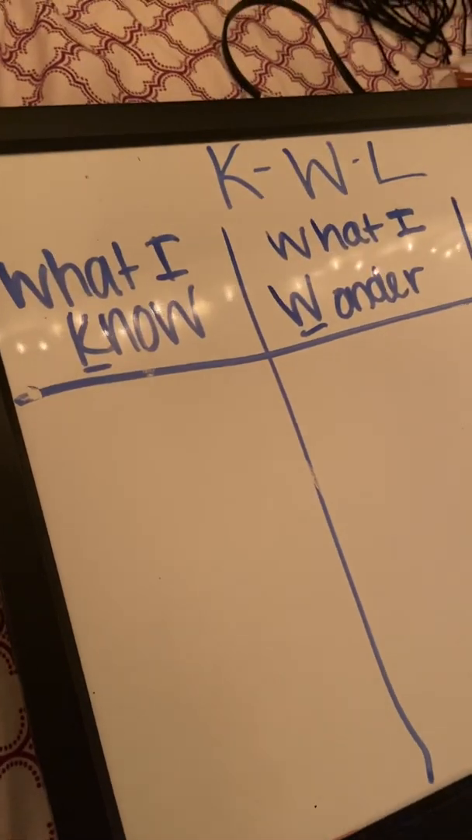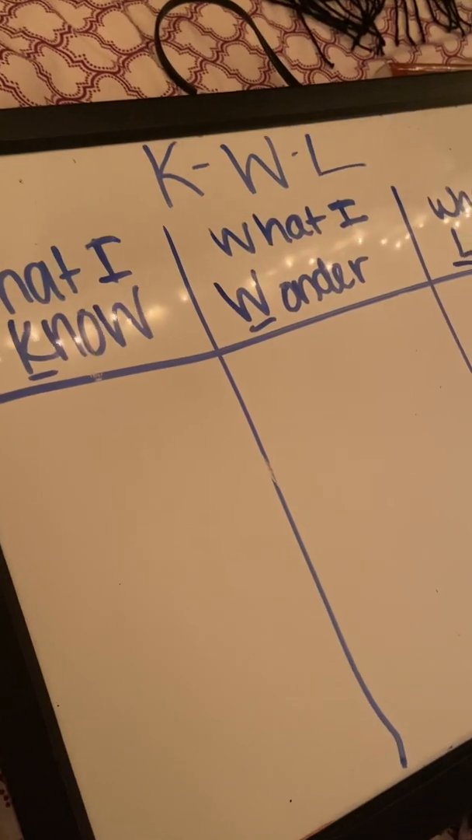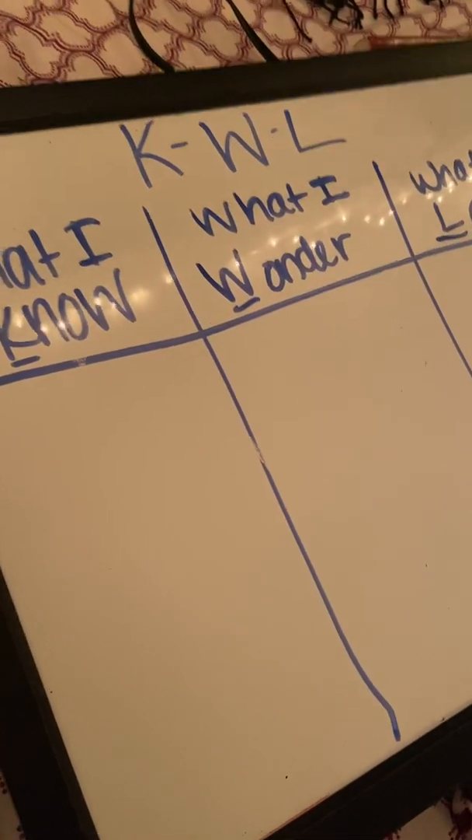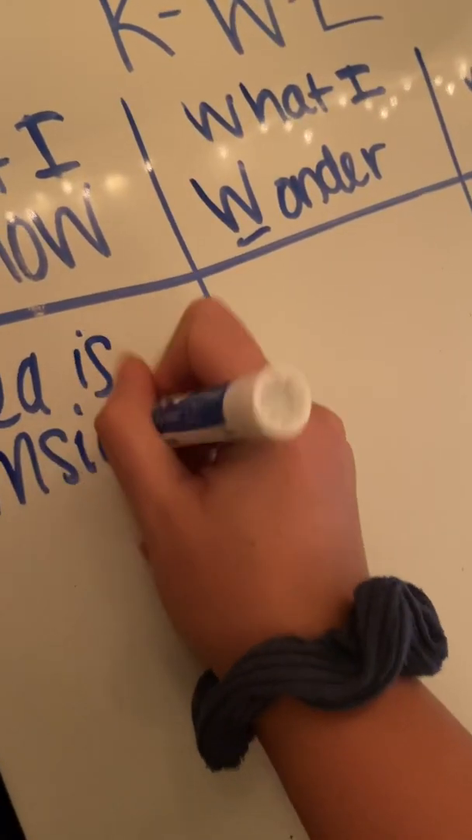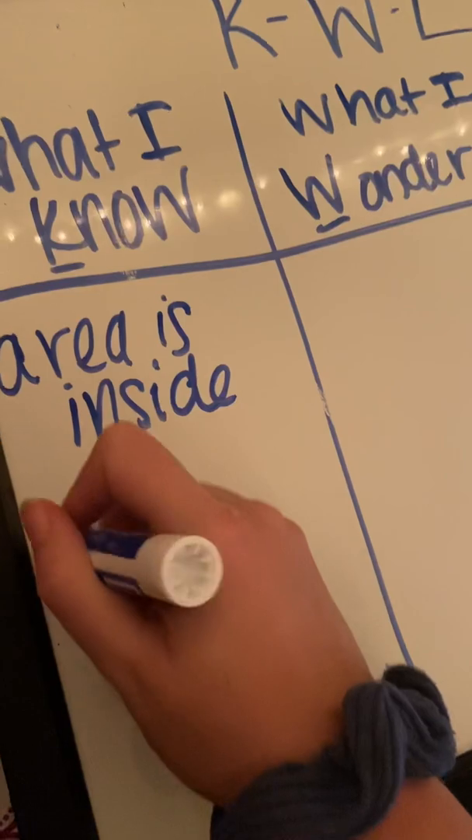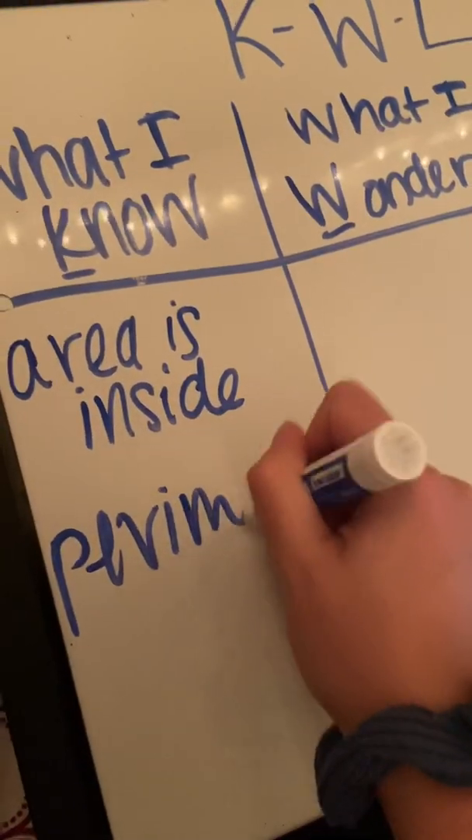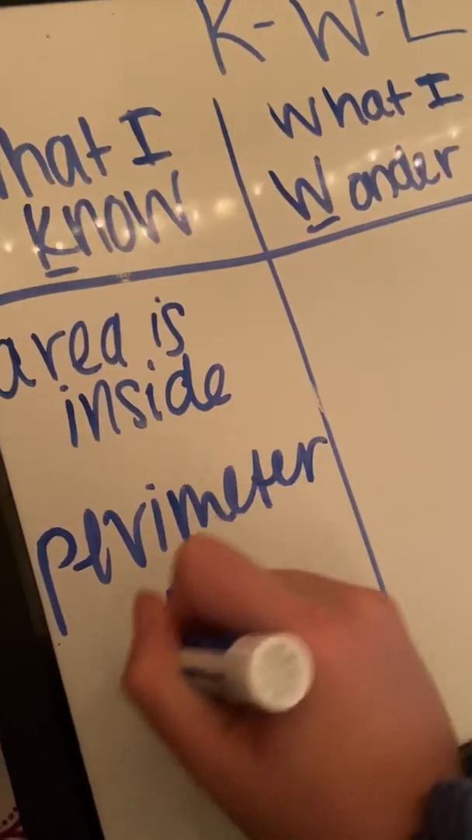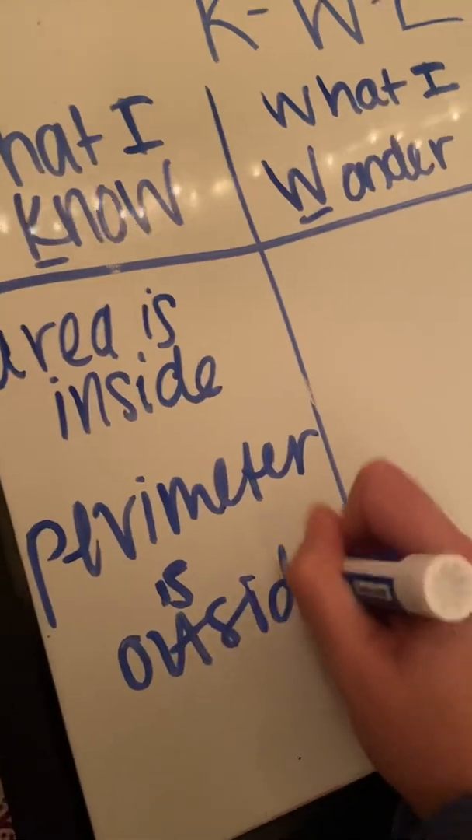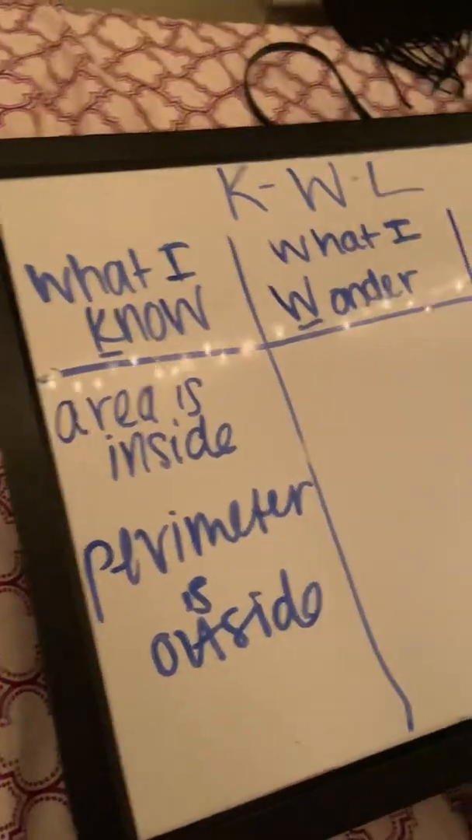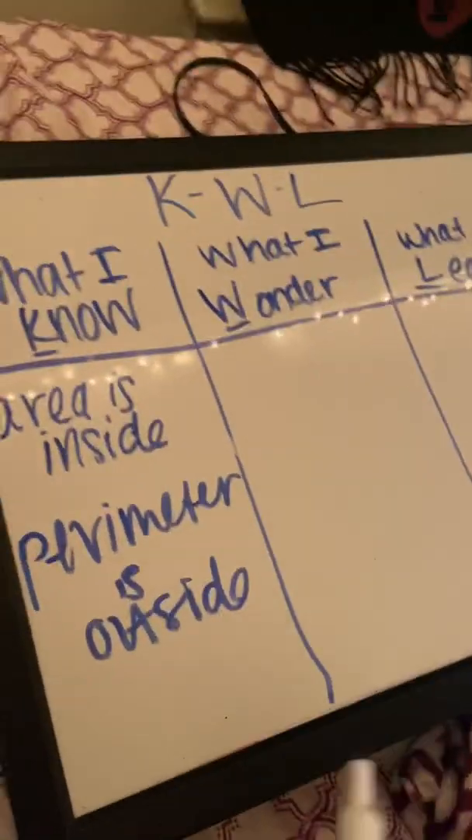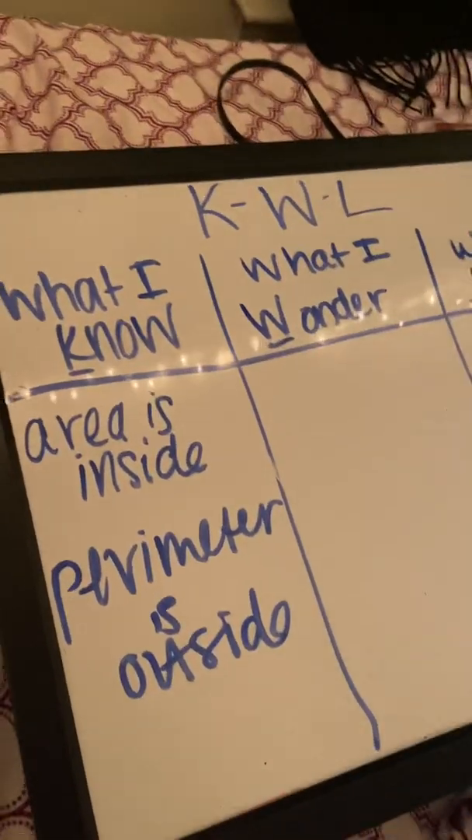As students, what do you know about area? What do you know about perimeter? What do you know about volume? Oh, well, I know area is inside. Okay, and I also know perimeter is outside. And maybe I forgot what volume was, but I know for a fact that's what area and perimeter is. So you know that, you got it, you understand.